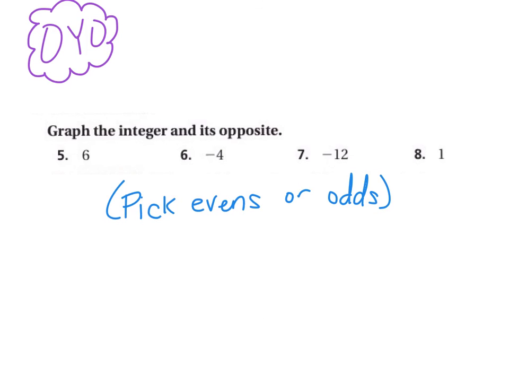For this on your own set, you're going to graph the integer and its opposite. So just like we did in example 2, you've got to make sure that you get both the integer and its opposite on the number line. And I'll let you pick either the evens or the odds, so you can graph 5 and 7 or 6 and 8. Each one needs its own number line, so you need one number line for 5 to be able to graph 6 and its opposite. But then you would also need a different number line for 7 if you were going to do the odds, and you would have to put -12 as its opposite, or if you were going to do 6 and 8.